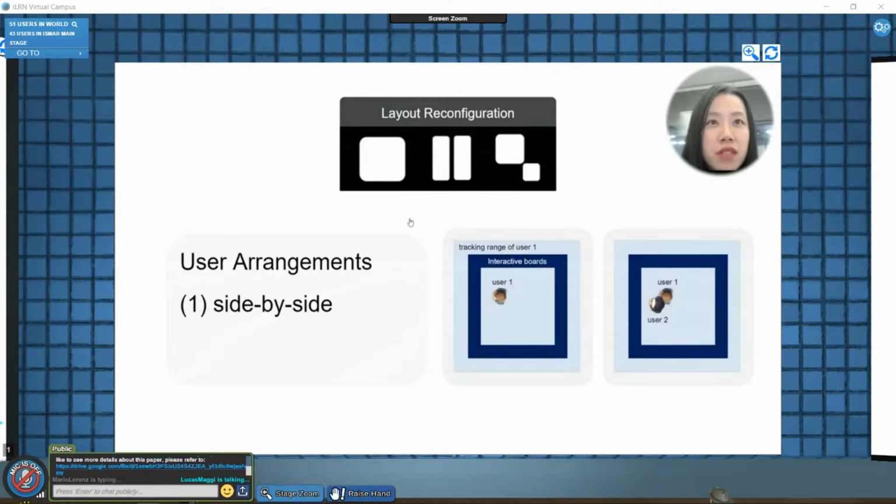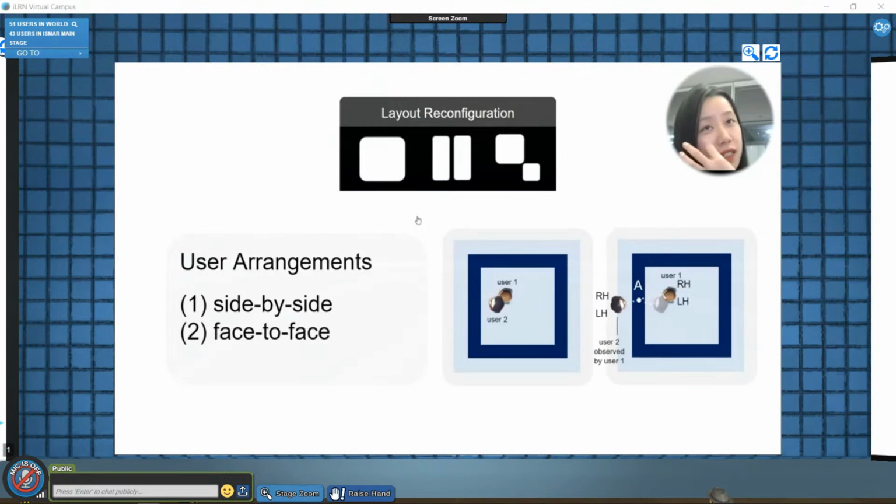However, the avatars of two users may be occluded with each other like in real life. The face-to-face arrangement solves the occlusion issue by mirroring all the other avatars' locations to the side of their currently activated interactive board. See the example that user 1 enables the face-to-face arrangement. So user 2 in user 1's view is mirrored to the other side of the left interactive board, which user 2 is looking at. Hence, user 2 and user 1 do not visually block each other.